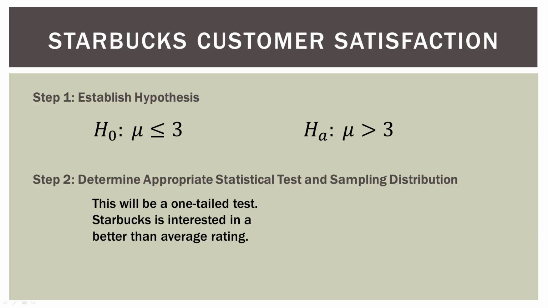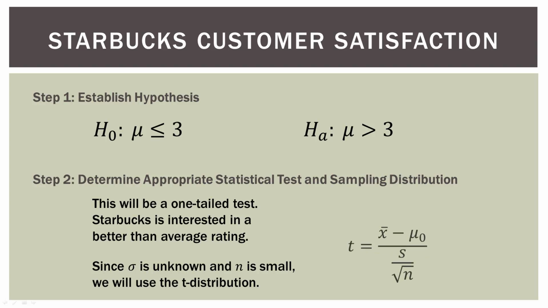They're setting up a null hypothesis that says our customer sentiment is average or lower. Then we're going to collect some data and see whether or not our data support the idea that we can reject that null hypothesis. If we can reject it, then we can proceed to the alternative that says customer sentiment is better than average. Now, since sigma is unknown and our sample size is small, we will use the t distribution.